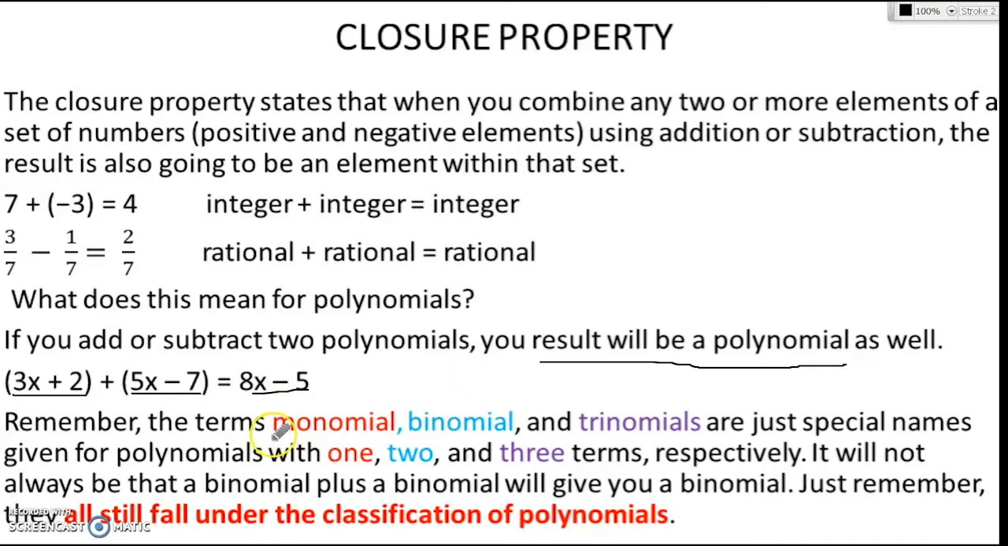And here's some keywords to remember. Mono means monomial, one term. Binomial means two, and trinomial means three. But they all are still considered polynomials, meaning more, all under the polynomial classification.